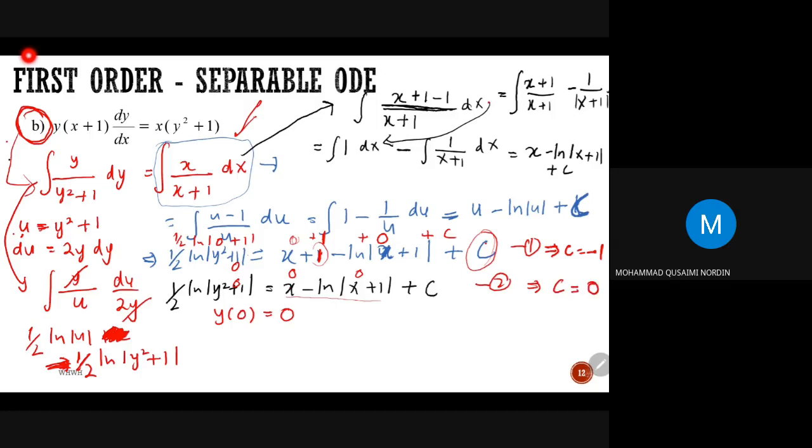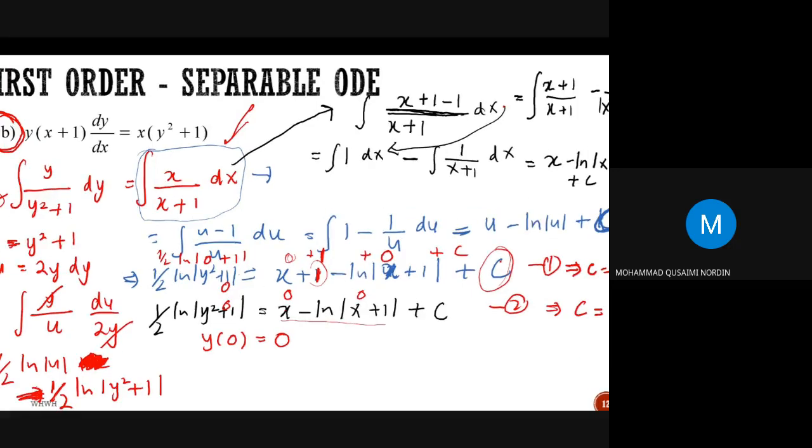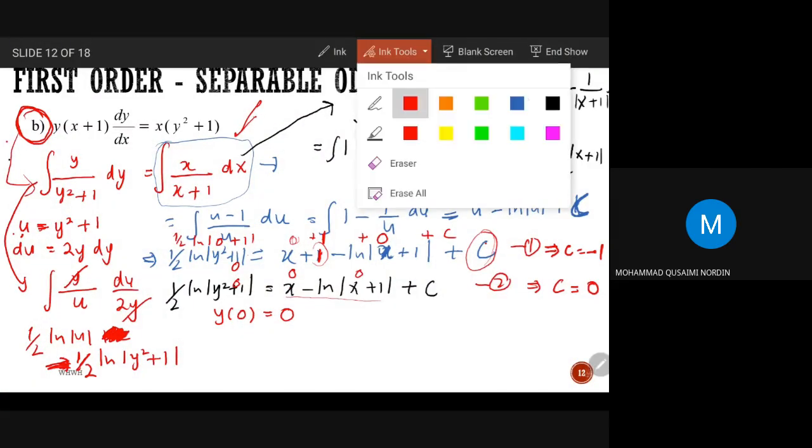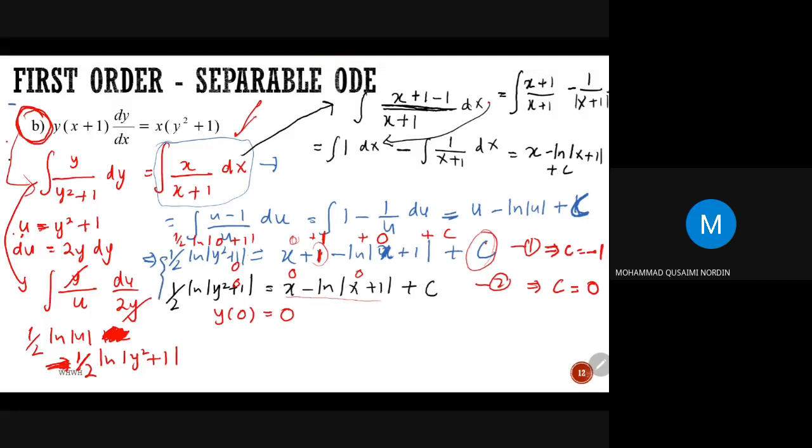So nampak tak kat sini? Now we have different value of C. Kita dapat different value of C. So bila kita dapat different value of C, kalau you try untuk gantikan ke dalam dua-dua equation ni, maknanya on your left hand side sama je, ln(y square tambah 1). And then yang ni, you dapat x tambah 1 tolak ln|x tambah 1|. C kita on the first one ni is minus 1. So this minus 1 and minus 1 we cancel each other.